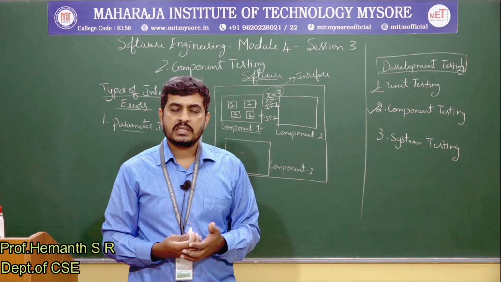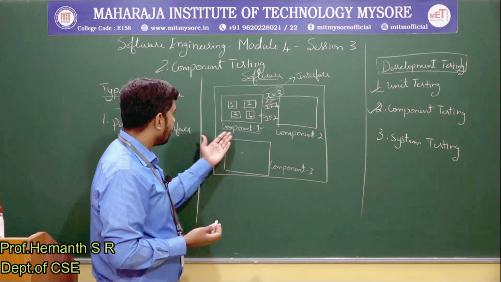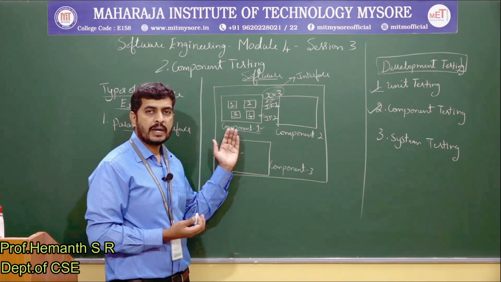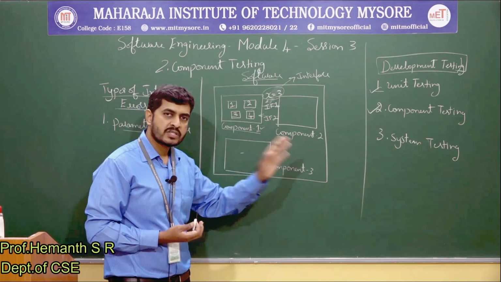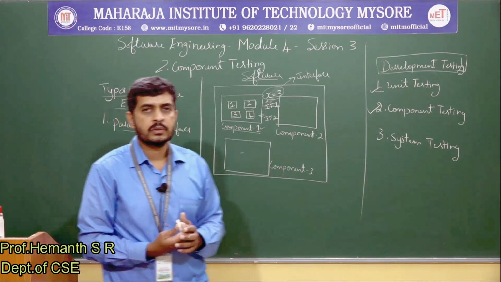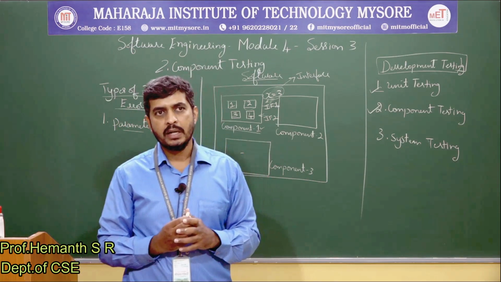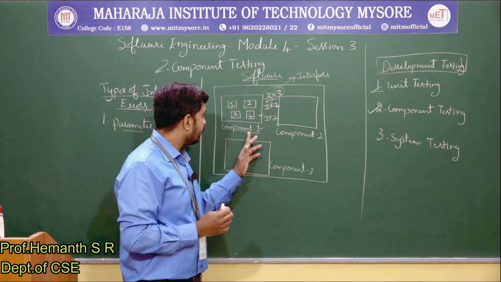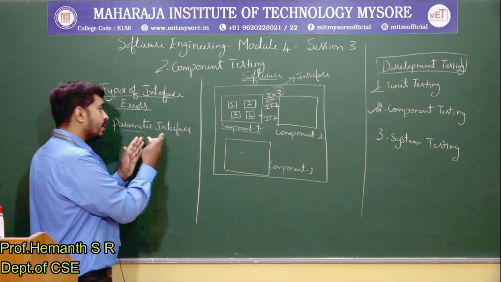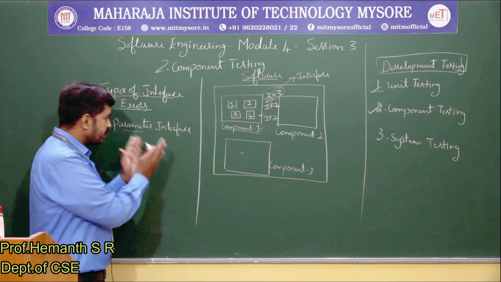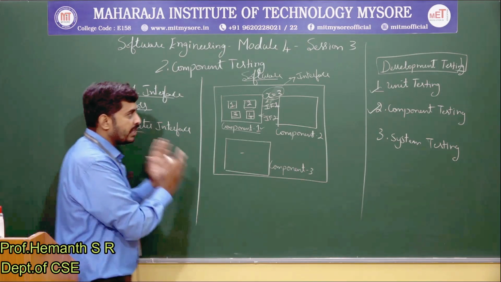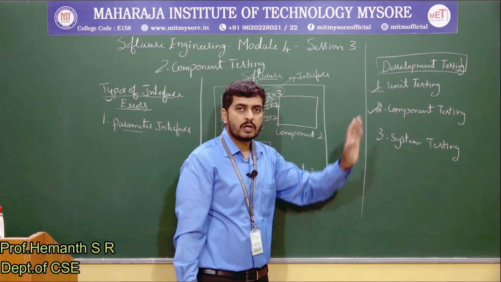That is, x equal to 3 was sent by component 1 and it should not happen that x equal to 5 was received by component 2. So data integrity should be maintained, and that is what is verified during parameter interface testing, which is a type of component testing.